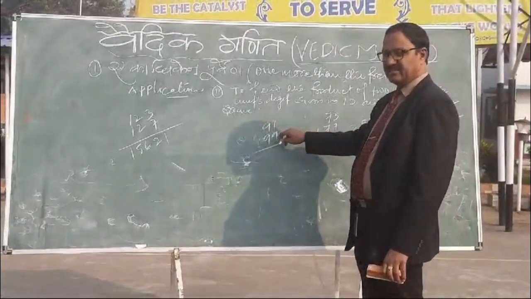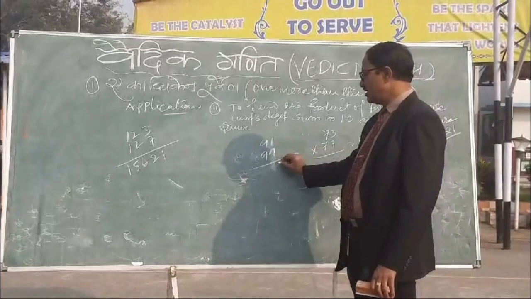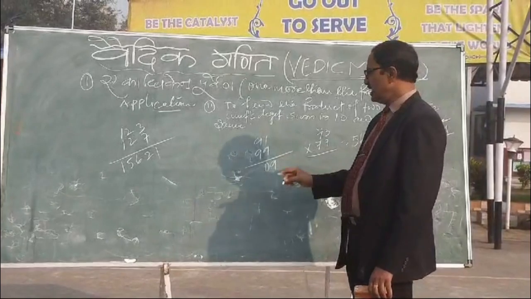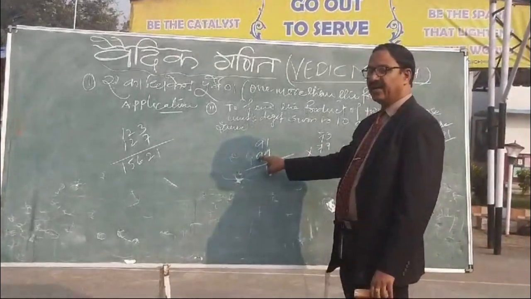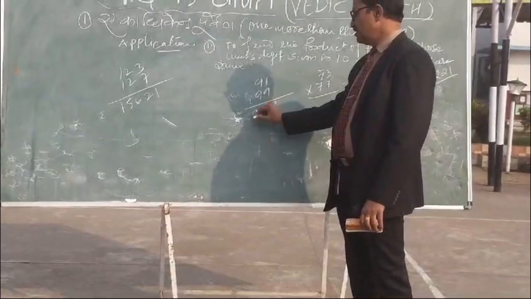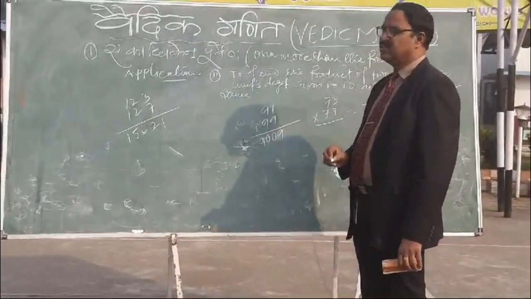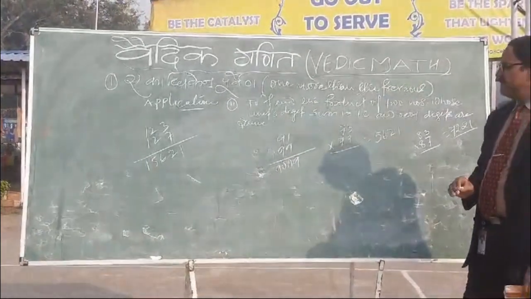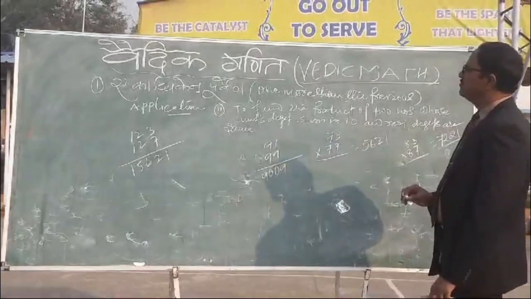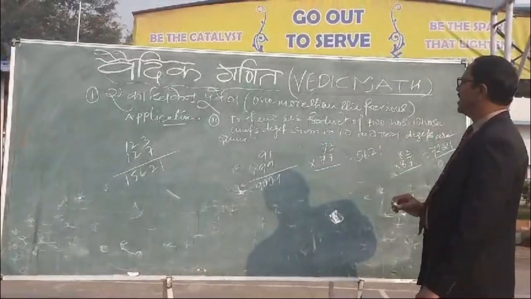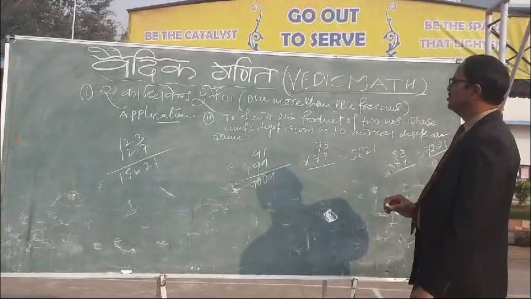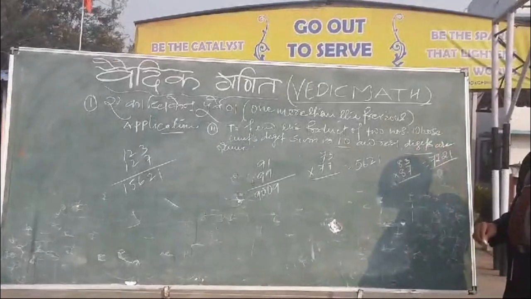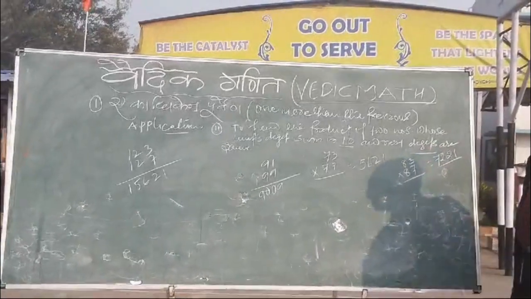9 times 1 is 9, and 1 times 10 is 10. So 9 into 1 what? 9. But you have to put a zero so that it will be 2 digits. And then 9 multiplied by 10 is 90. So this is the answer, 9009. Is it clear? Yes, sir. So this is the application of Ekadhikena Purvena to find the product of two numbers whose unit digits sum to 10 and the rest of the digits are the same. Okay? Note it down.